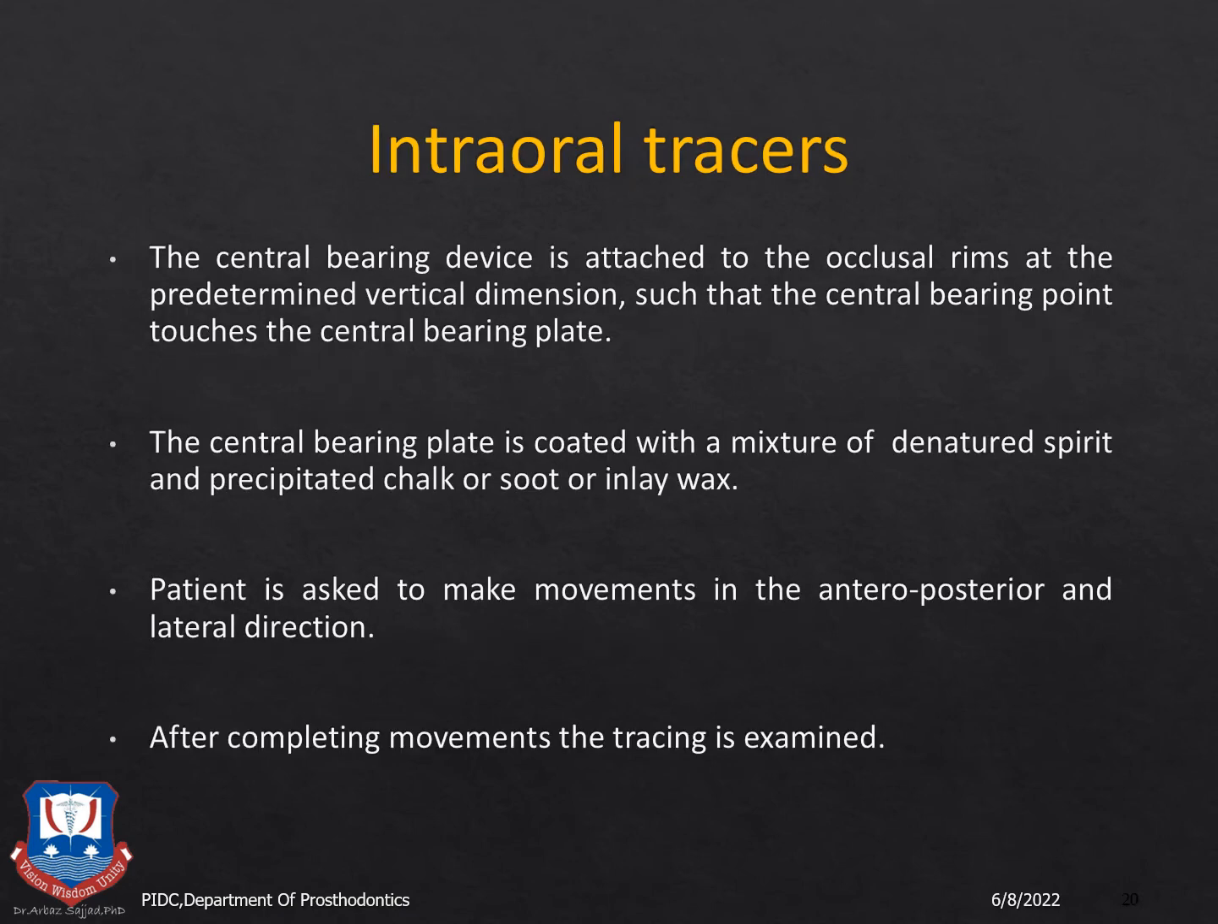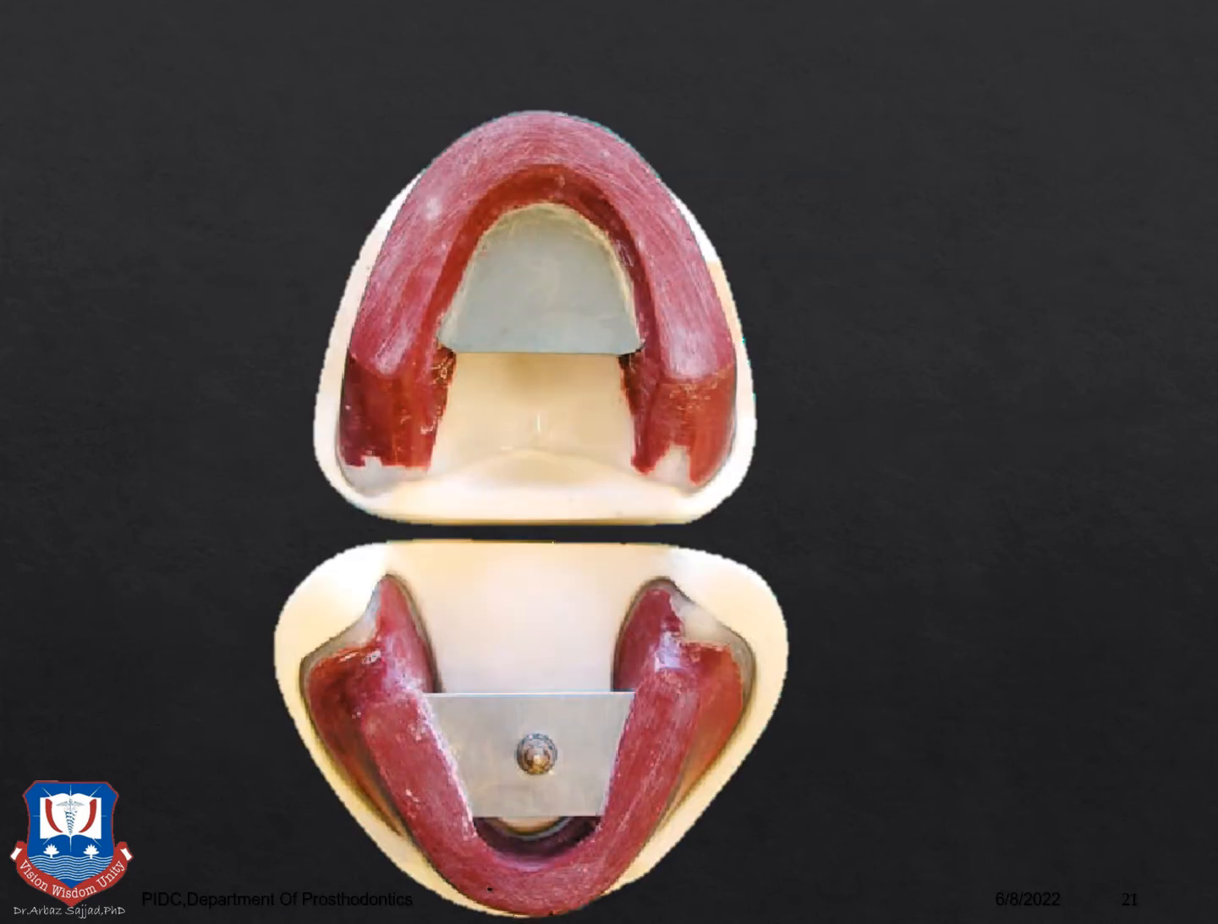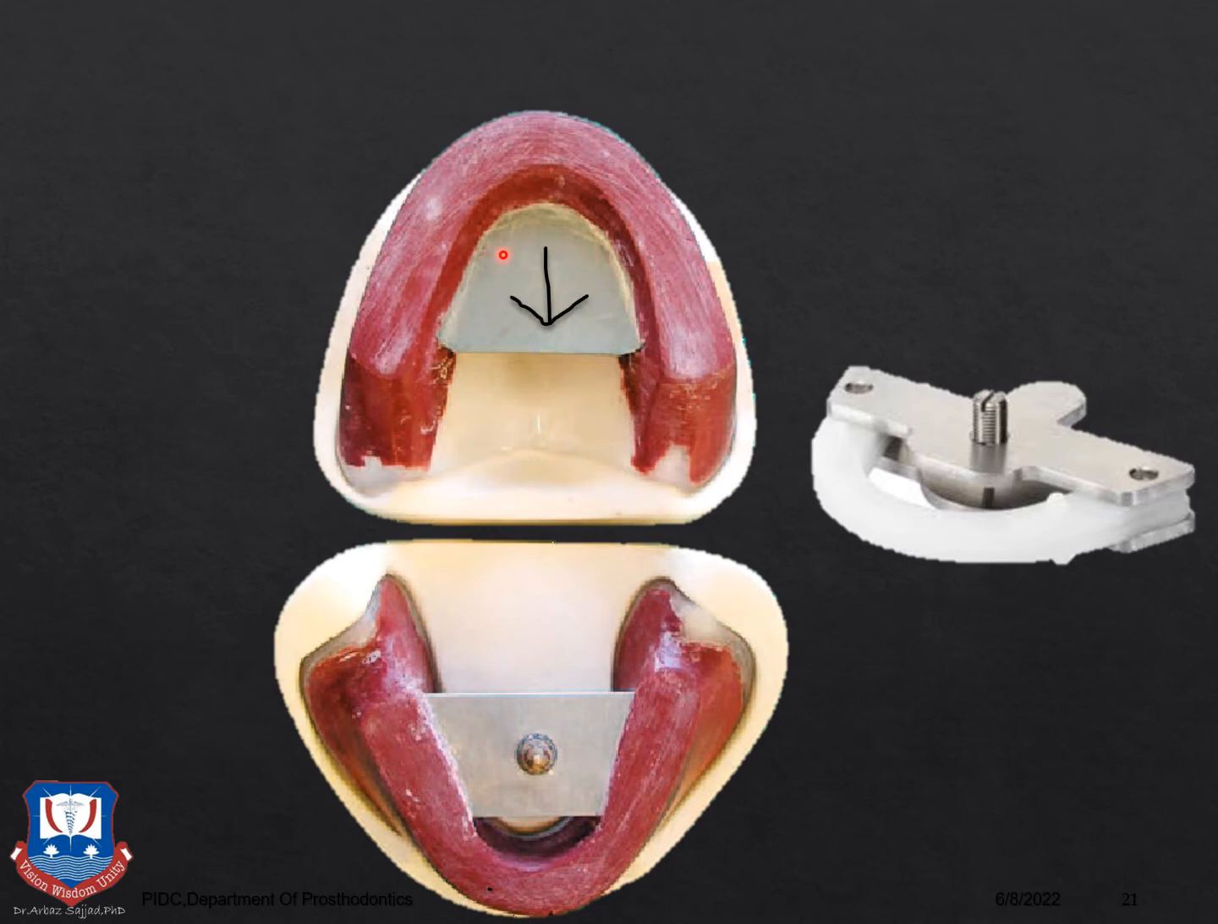So coming to the intraoral tracers, or Gothic arch tracers. In this, a central bearing device is attached to the occlusal rim. Here we can see that a central bearing plate is attached to the maxillary occlusal rim, and a central bearing device is attached to the mandibular occlusal rim. It has a spring-loaded plunger or styli in the center of the central bearing plate, and this spring-loaded styli makes an arrow-shaped mark on the central bearing plate in the maxillary occlusal rim. Something like this. This is the assembly.